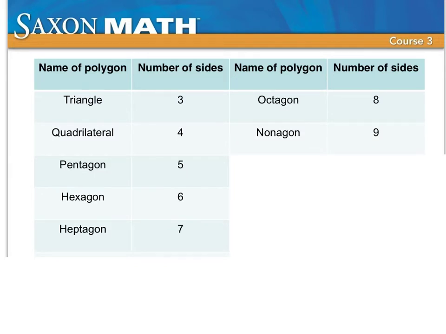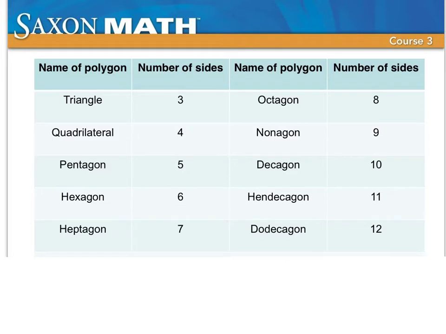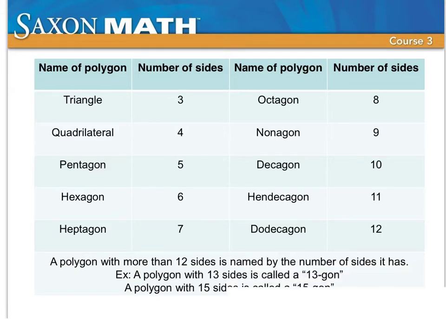Then one for 9 is a nonagon. A decagon is 10 sides. A hendecagon is 11 sides. And a dodecagon is 12 sides. Then, if you get past 12 sides and you want to name a polygon, you just tell me how many sides it has. So, for example, a polygon with 13 sides is called a 13gon, or a polygon with 15 sides is called a 15gon. If we had a polygon with 49 sides, it'd be a 49gon, and so on and so forth. Alright, let's keep moving on.